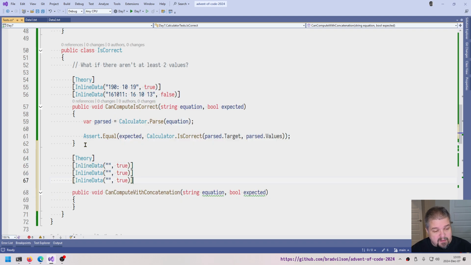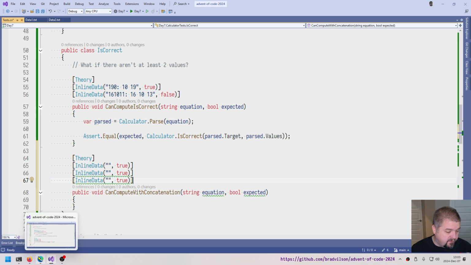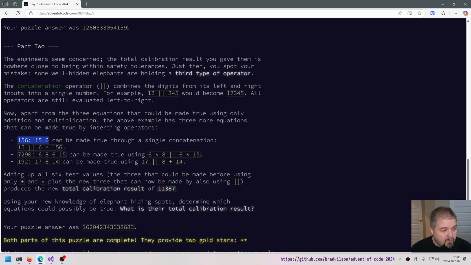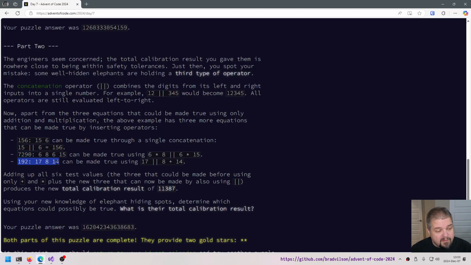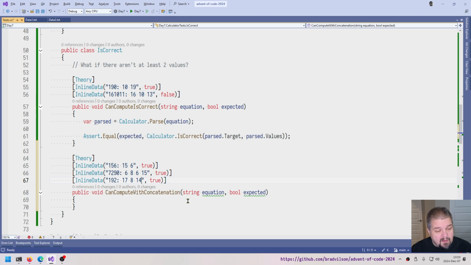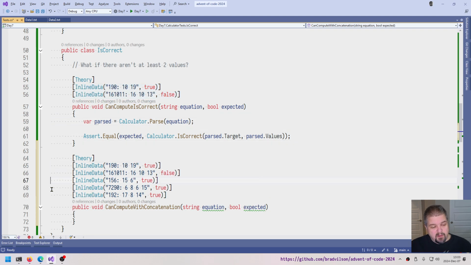We have 3 new samples here. So we have that is going to be true. We have this is going to be true. We have this is going to be true. But also, even though we've added concatenation, these other ones are still true and false, right? So 161011 is obviously one that is still going to be false because it's not on our list of truths.